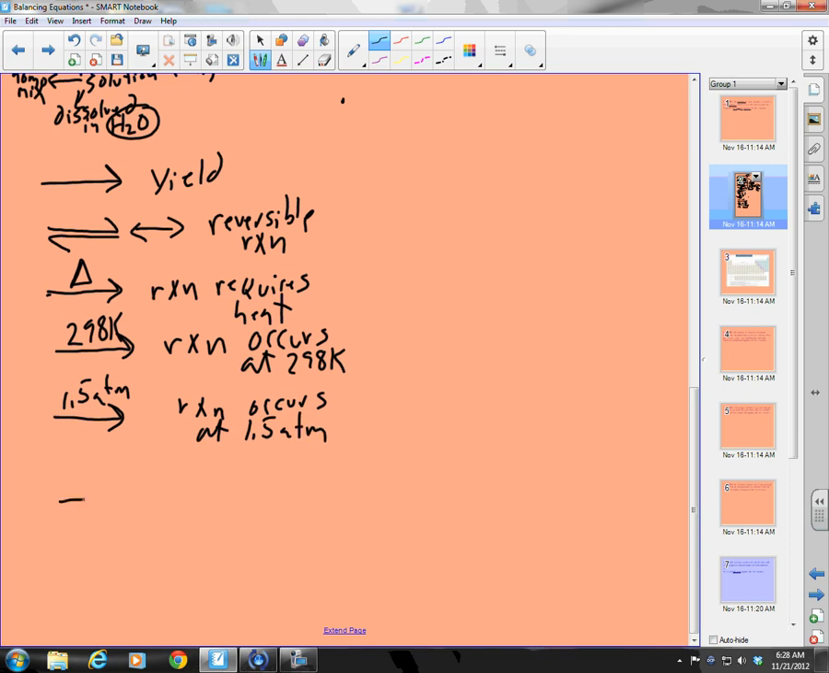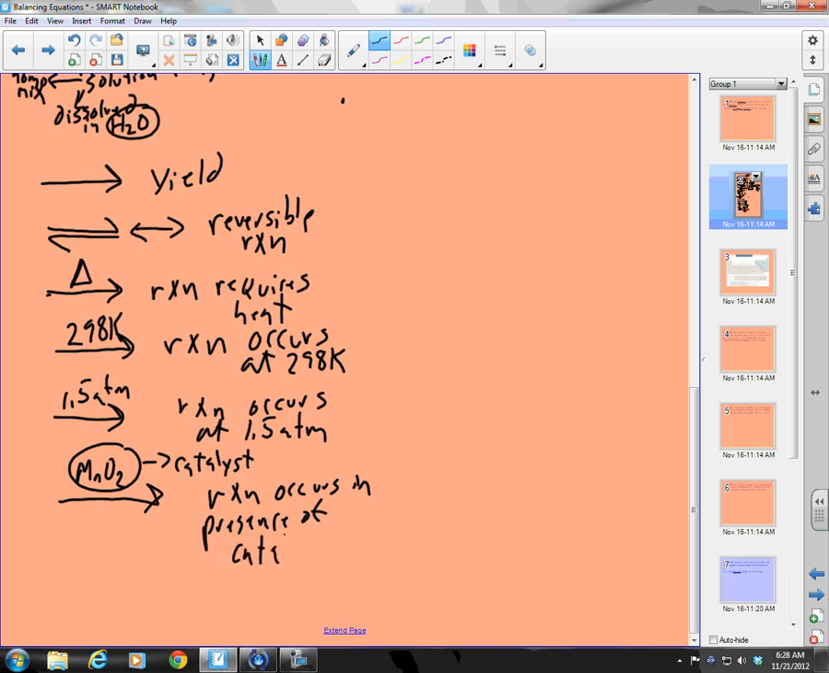And then I could have an arrow, and there might be something like MnO2 over it. And this is representing a catalyst. If I have a catalyst, the catalyst goes over my arrow, and that means my reaction occurs in presence of my catalyst. In this case, my catalyst is what? MnO2. Yay! Good.